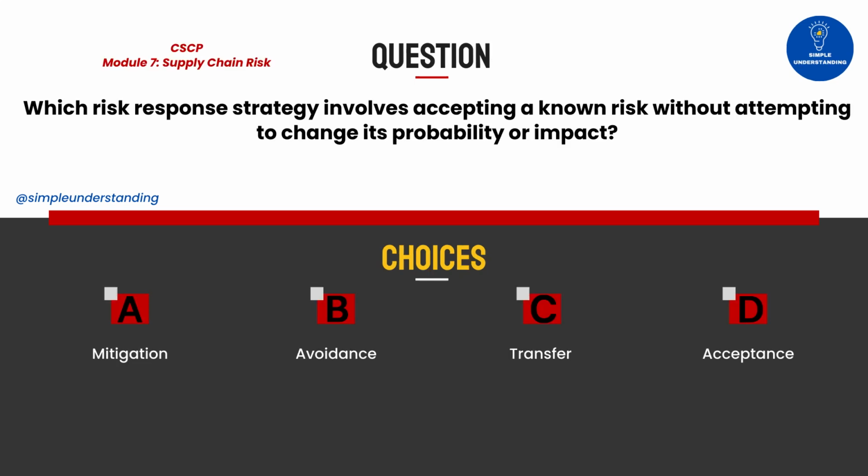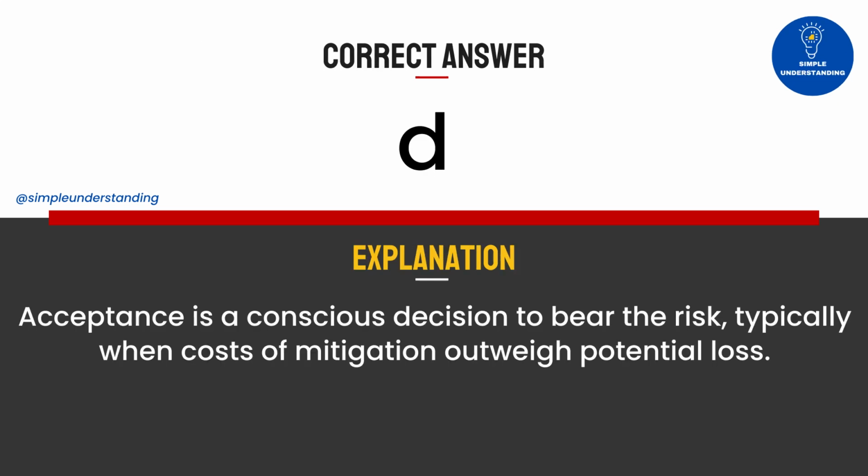10. Which risk response strategy involves accepting a known risk without attempting to change its probability or impact? A. Mitigation. B. Avoidance. C. Transfer. D. Acceptance. Correct answer: D. Explanation: Risk acceptance acknowledges the potential impact, but chooses not to act due to cost-benefit trade-offs.